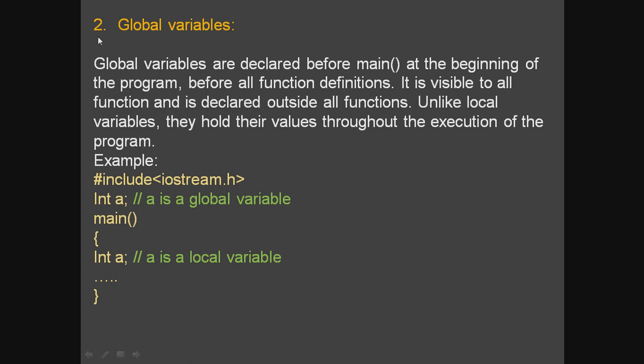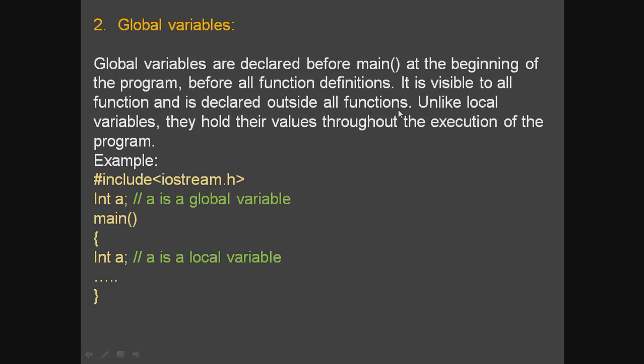So number two is global variable. Global variables are declared before the main function at the beginning of the program, before all function definitions. So this global variable is declared after the header file, just before the main function starts. Clear? So this is used by all the function definitions, by the main function also. A global variable is accessible to all the functions, and is declared outside all functions, not inside any function.